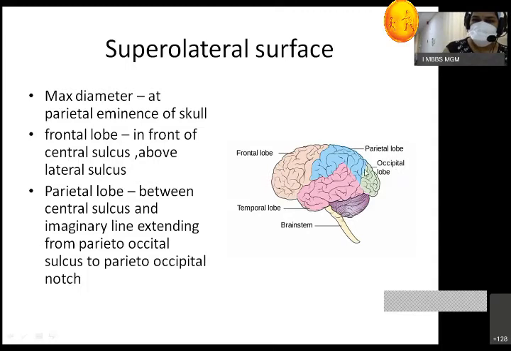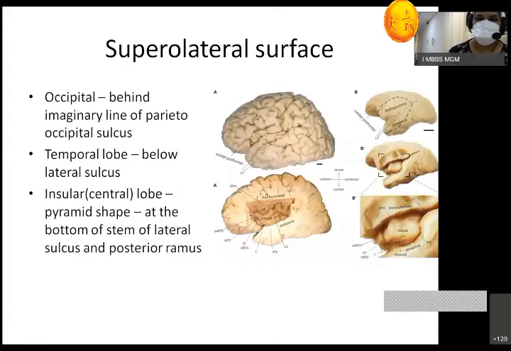So here we draw this diagram, an imaginary line to the inferior border, and this is separating the parietal lobe from the occipital lobe. So the occipital lobe will be behind this imaginary line, which is separating the parietal from the occipital lobe. Then the temporal lobe, obviously, lies below the lateral sulcus. The insula is also called the central lobe.